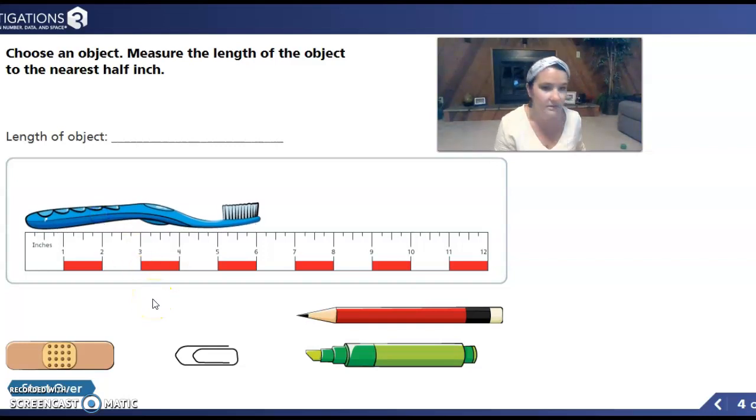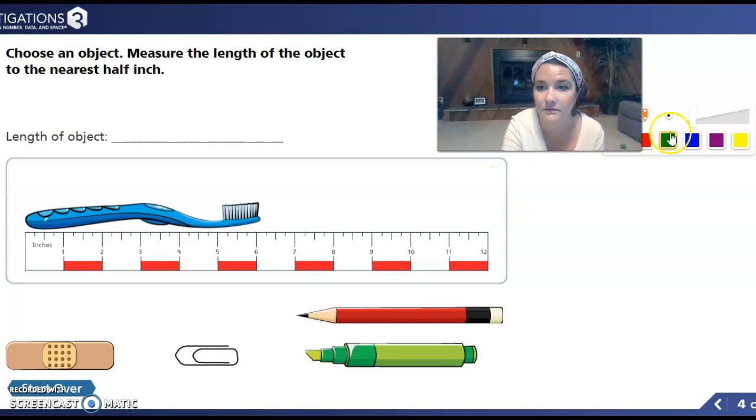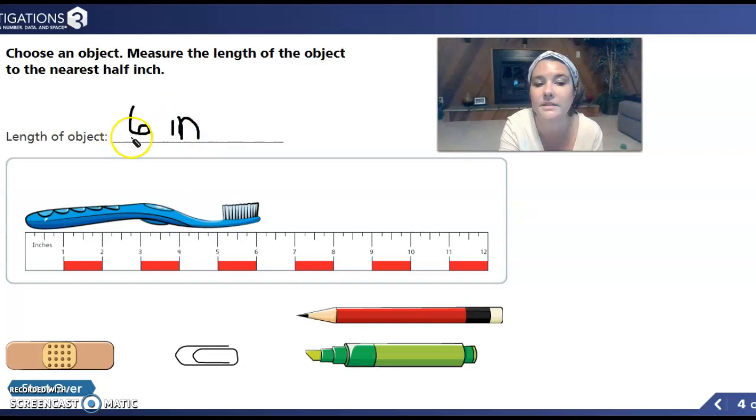How long is the toothbrush? You're right, 6 inches. We could write that like this, 6 inches. And instead of writing the whole word inches, the abbreviation is IN. I don't know why it's not letting me put the dot there, but 6 inches, IN. Okay? All right, so next object.